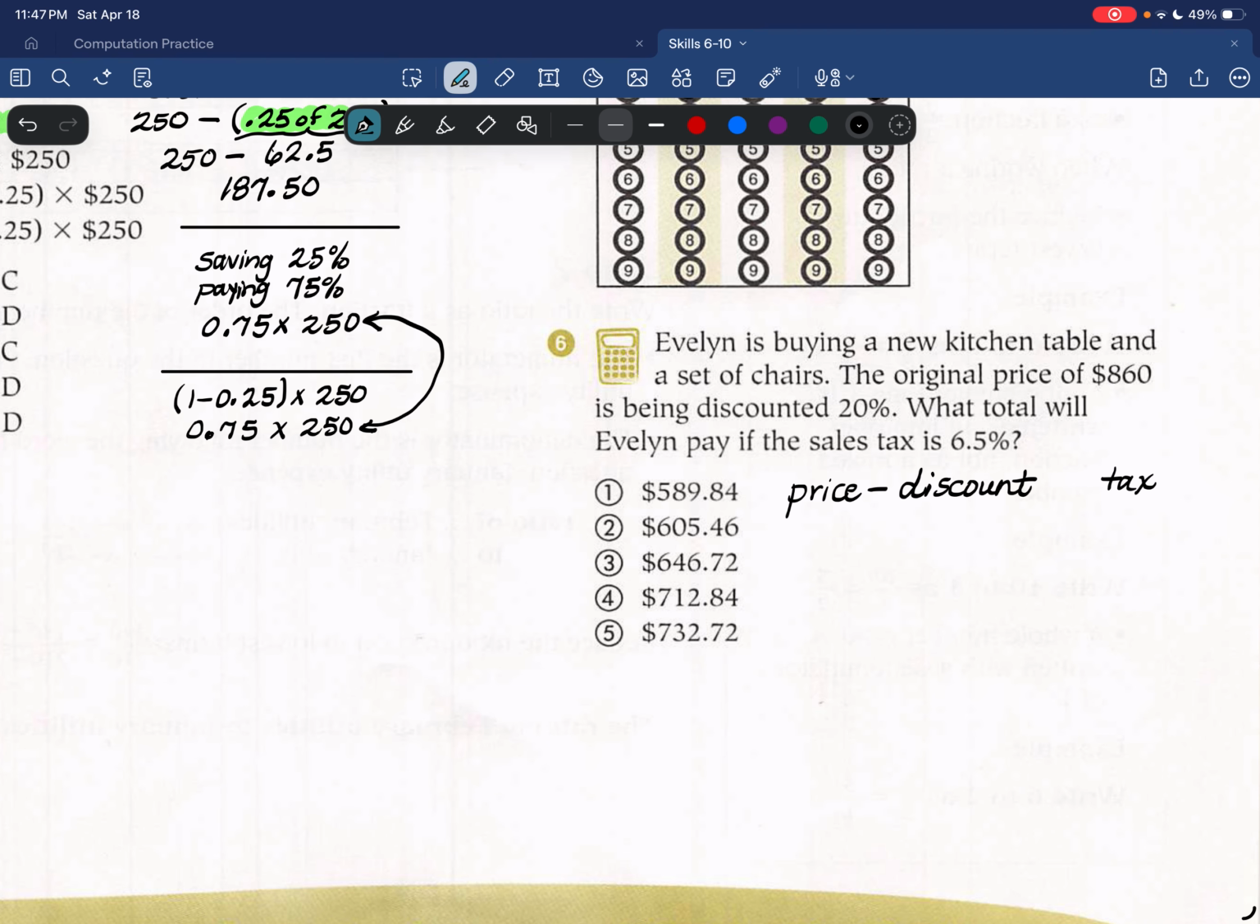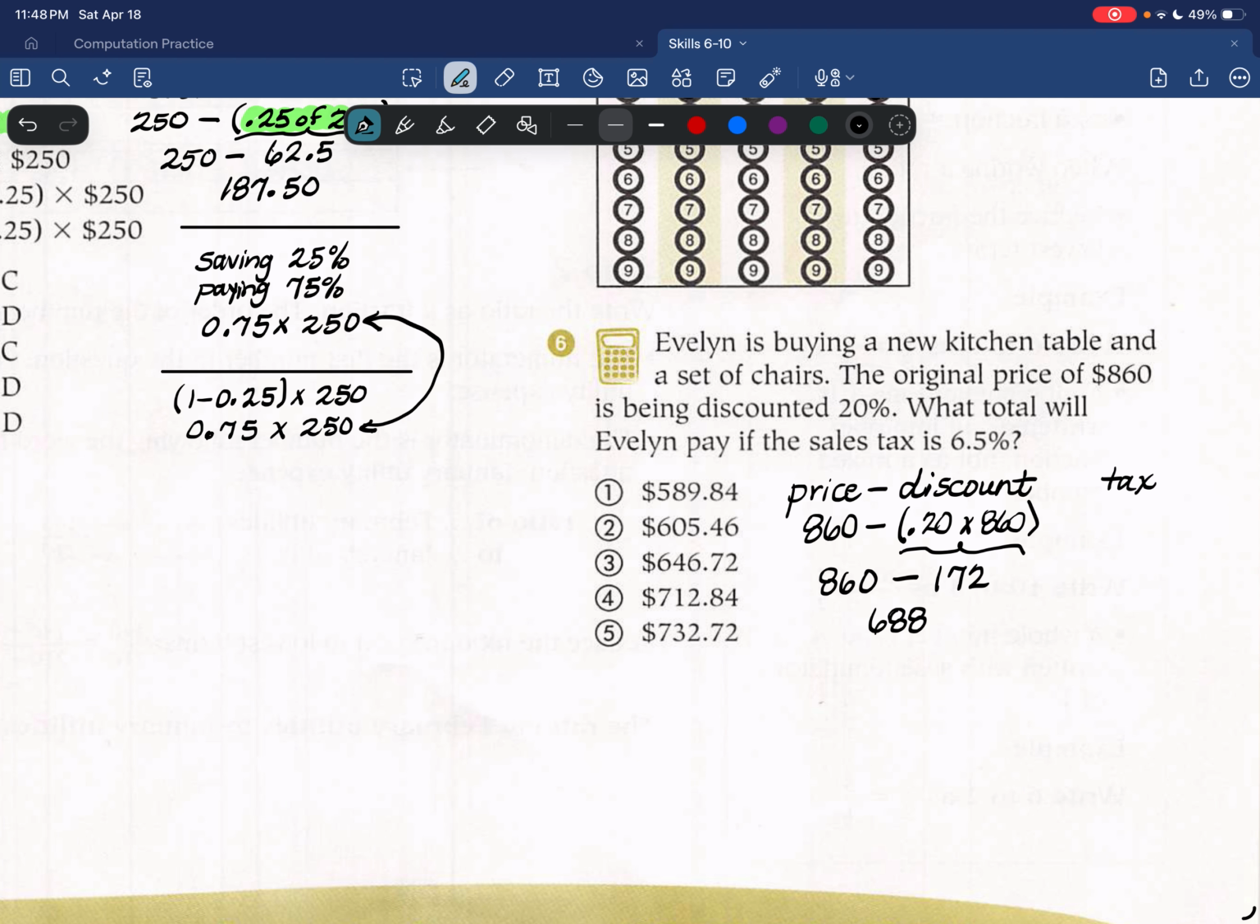All right, the price was $860. The discount is going to be 20% of $860. So let's do this first, and we may use the calculator. $860 times 20% is $172. So $860 minus $172 is $688 on sale.